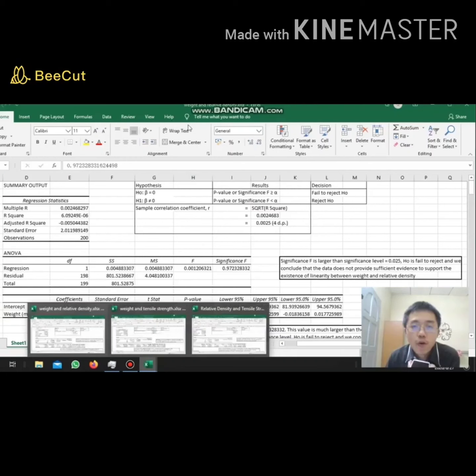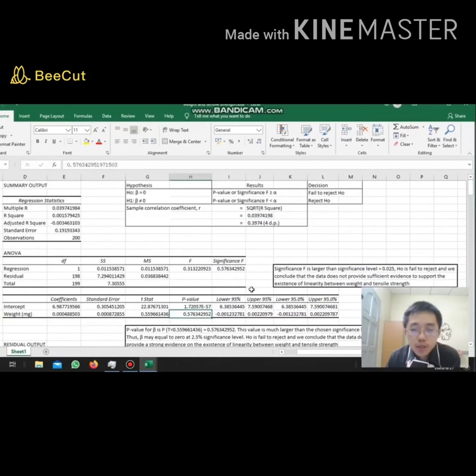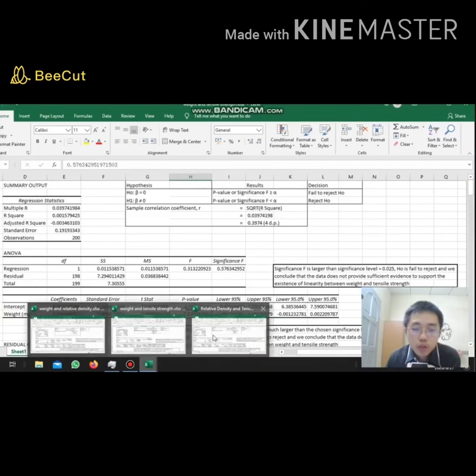The next analysis is for the weight and the tensile strength. For this analysis, the sample correlation coefficient is also calculated, and the significance F and the p-value we use for analysis can also be obtained directly. This value is also larger than the significance level. So for these two analyses, the null hypothesis fails to be rejected, and we conclude that the data does not provide strong evidence to support the existence of linearity between the two variables for these two analyses.